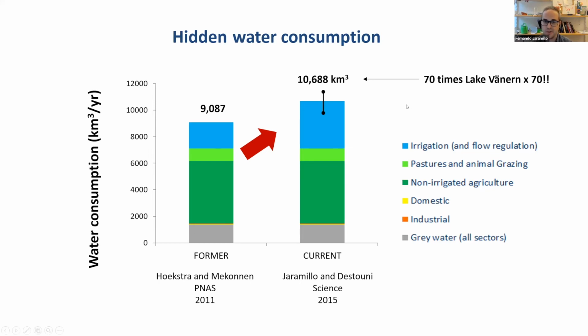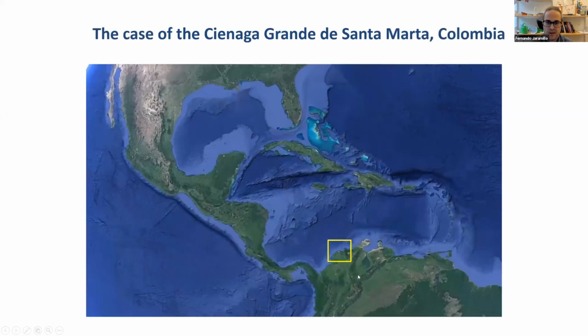And then obviously you have some sectors that consume more water than others. So irrigation consumes a lot of water, and that's blue. But also we have a lot of water that we really do not account, that is consumed by cattle and rain-fed agriculture. Okay, so I think I have around 5 minutes left.